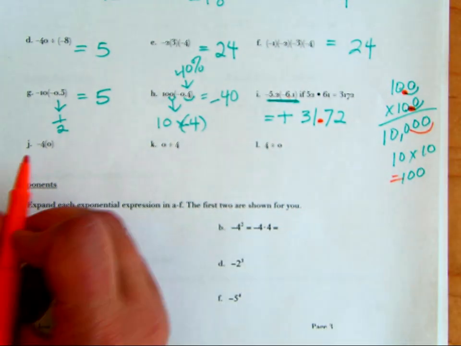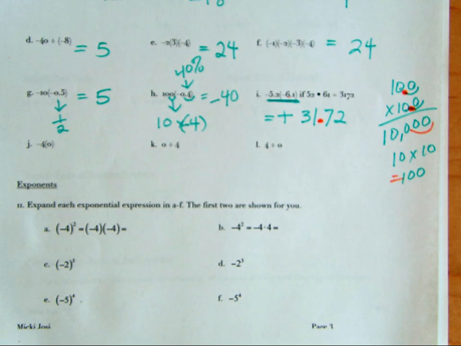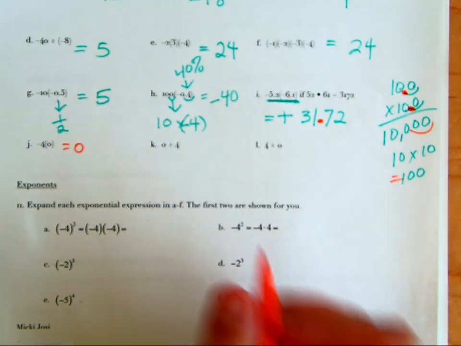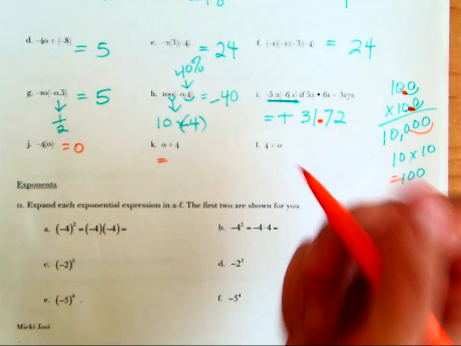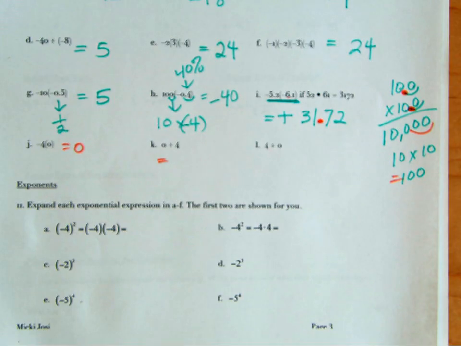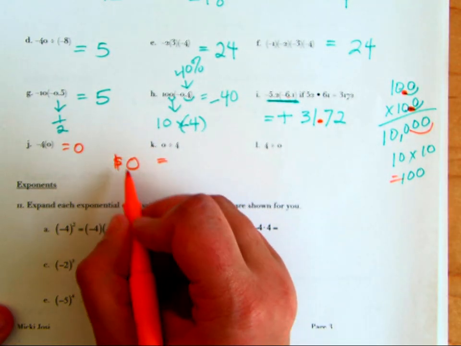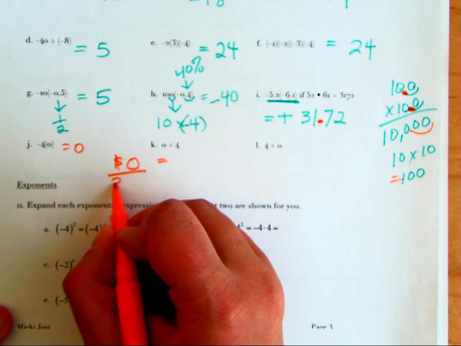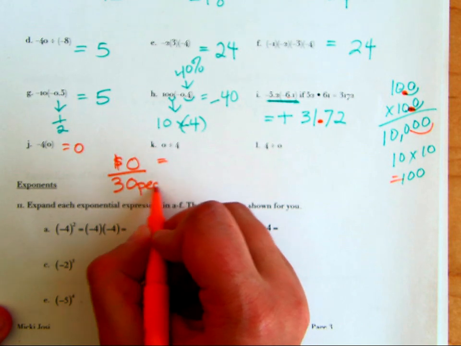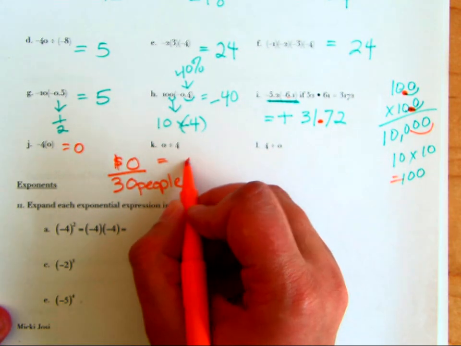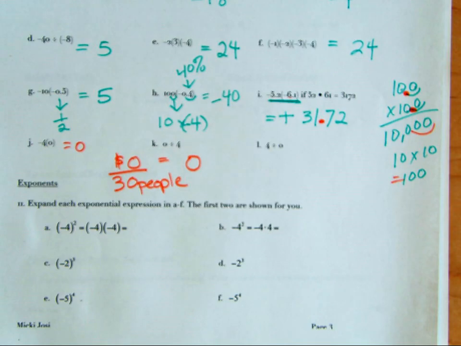Okay, what about this one? -4 times 0 is 0. Good. What about 0 divided by 4? So you guys, I'm really generous. I have $0. I'm gonna divide it between all of you. Let's say there's 30 people. How much will you each get? 0. So when you divide 0 up, you can have 0, right? You can divide 0 up. You just get nothing. You still get the number 0.